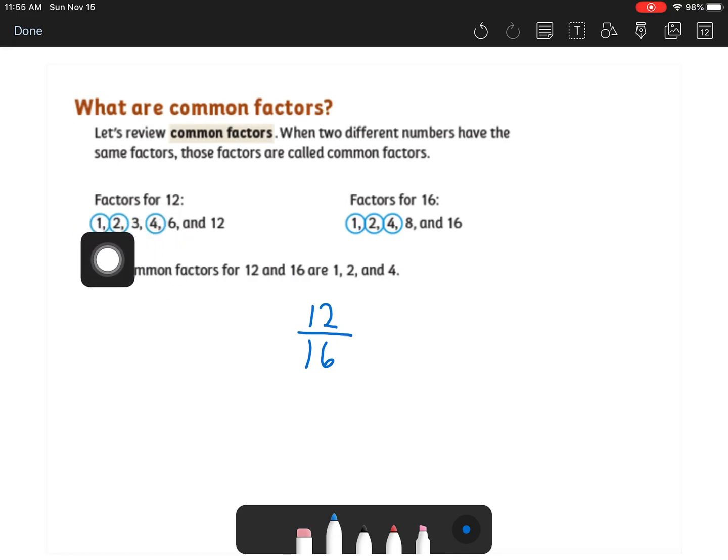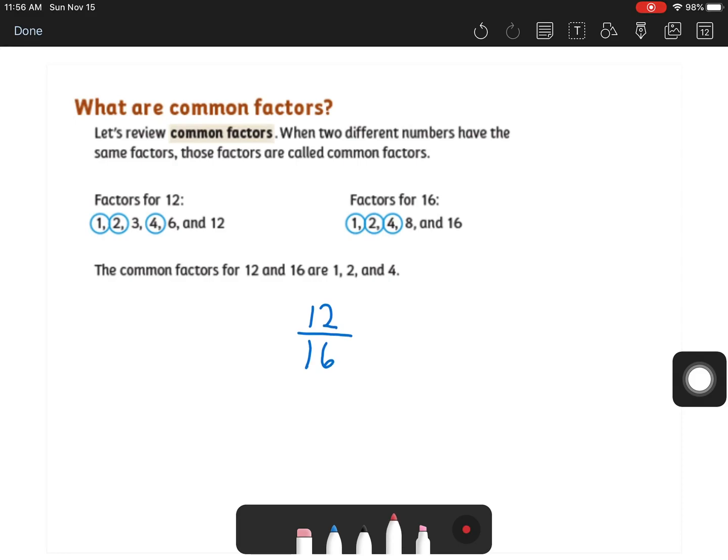We just listed those: 1, 2, 3, 4, 6, and 12. And then what are all the factors of 16? Now we could go through that in a similar process. 1 times 16 is 16, 2 times 8, and then 4 times 4. And so all of the factors of 16 are 1, 2, 4, 8, and 16. Okay? So what we're looking for then is the greatest common factor. And if we look at those numbers, 4 is the greatest common factor.